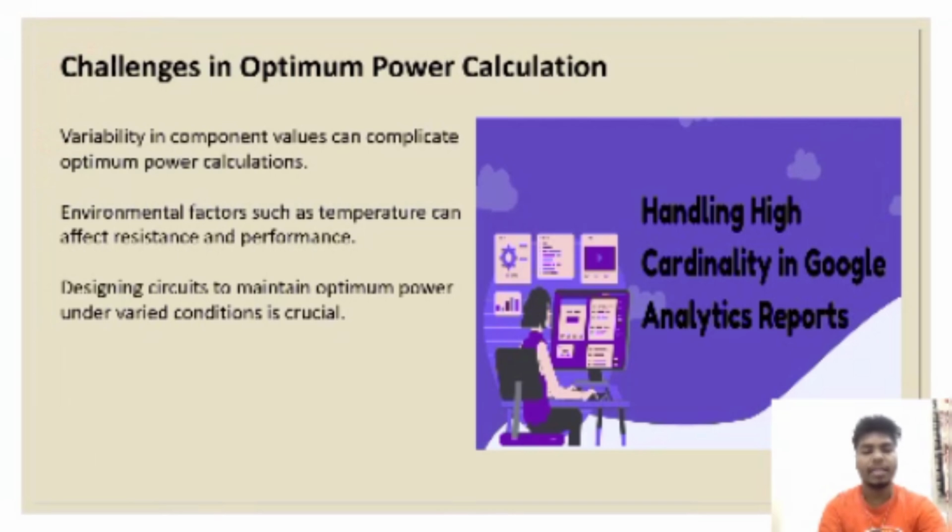Challenges in optimum power calculation. Variability in component values can complicate optimum power calculations. Environmental factors such as temperature can affect resistance and performance. Designing circuits to maintain optimum power under varied conditions is crucial.